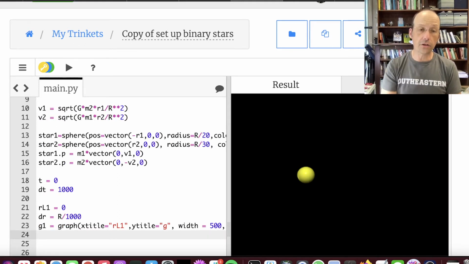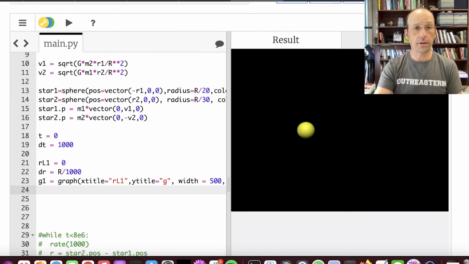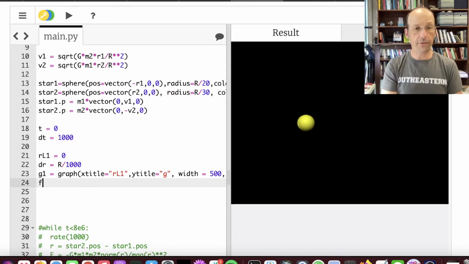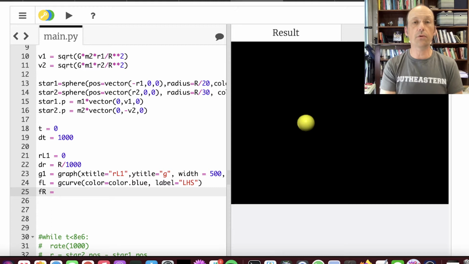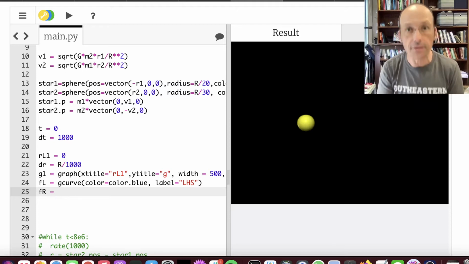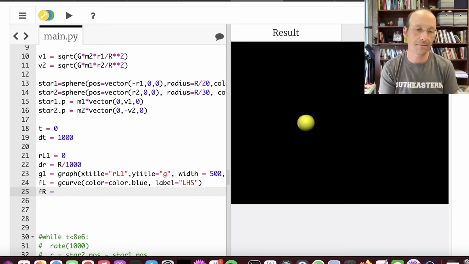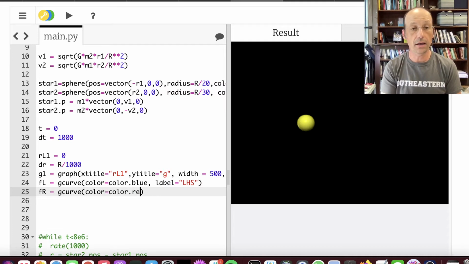Now I'm going to need a function to plot. Let's scroll this whole thing up because you don't need to see all that stuff. So let's say F left, the left-hand side, is G curve, and we'll make that blue. Color equals color dot blue, and let's give it a label. Label equals left-hand side, and then FR. When it's capitalized, you say R. You got to do that, or Python doesn't work. I'm just kidding. I like to do it though. So G curve, color equals color dot red, label equals right hand side.